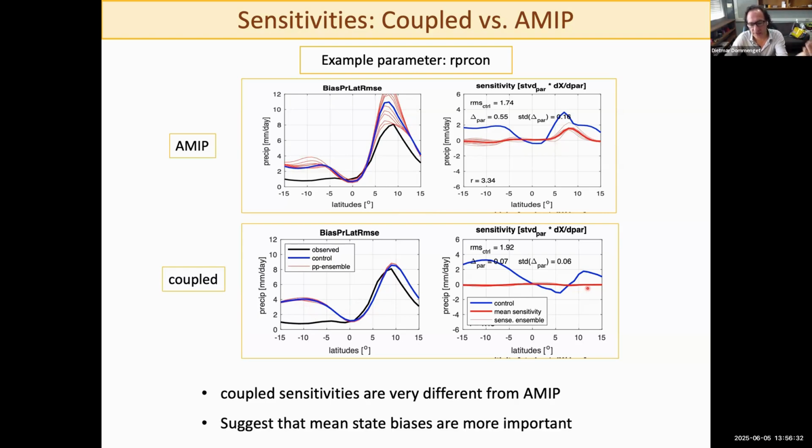And I think this indicates that the mean state biases, which has been mentioned in many, many studies before, but I also published on this, suggests really that the mean state biases in the coupled models are actually the bigger problem than these sensitivities. Because otherwise, how could you explain that this parameter, which does a lot in the atmosphere, suddenly in the coupled model doesn't do anything?